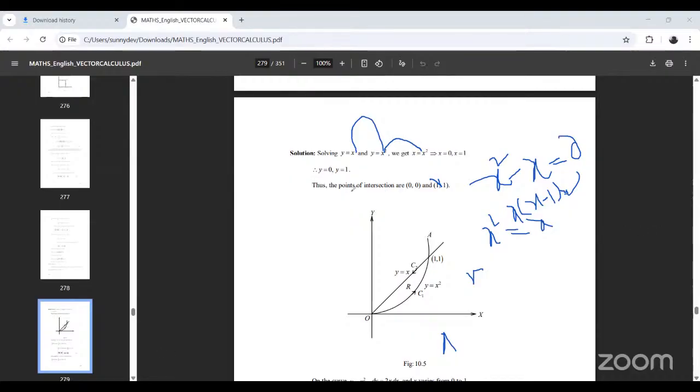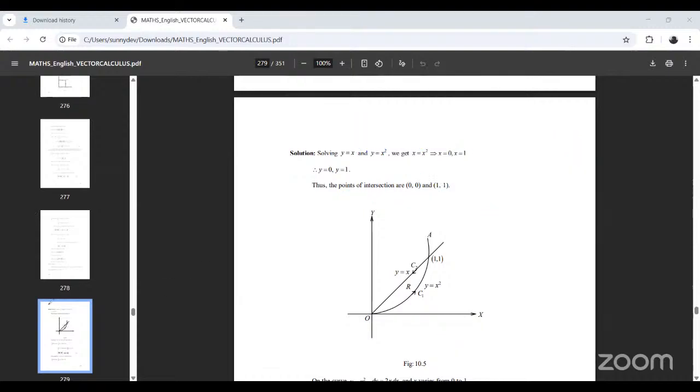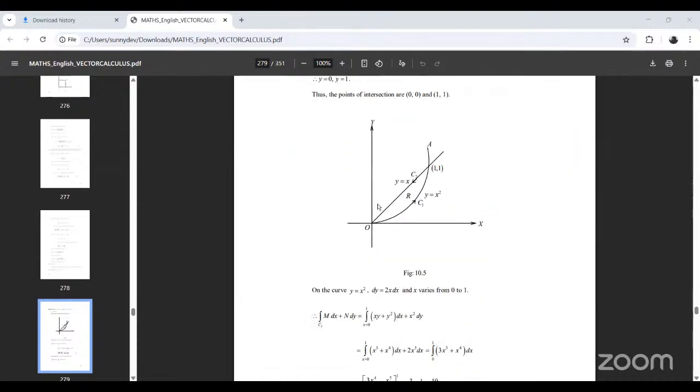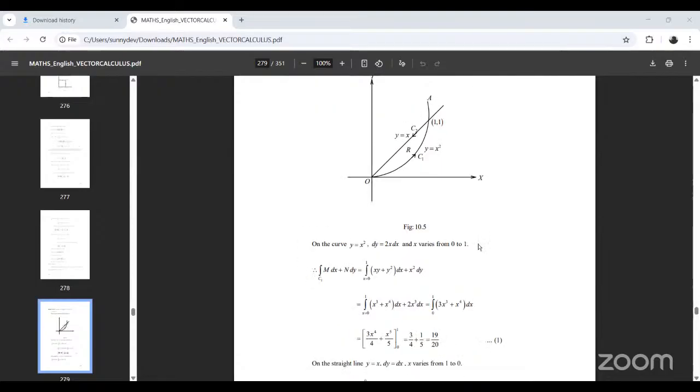So now first, suppose x equal to 0, then we are getting y equal to 0, and x equal to 1, then we are getting y equal to 1. So this is the point of intersection: 0 comma 0 and 1 comma 1. Now this is the graph. Y equal to x is a straight line and y equal to x square is a parabola. The two curves intersect at the points 0 comma 0 and 1 comma 1.